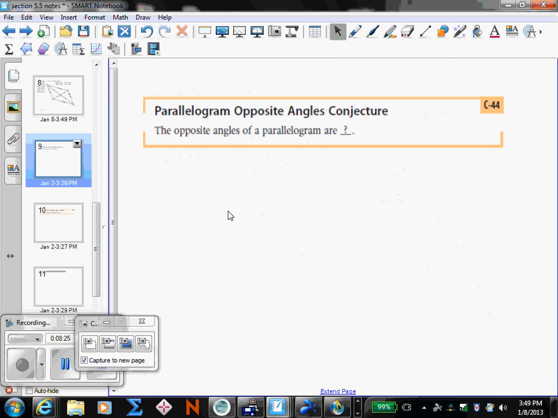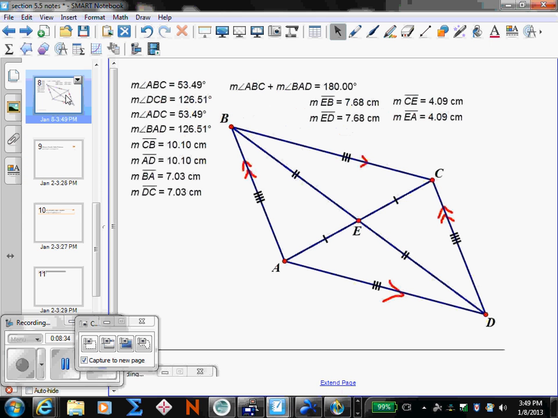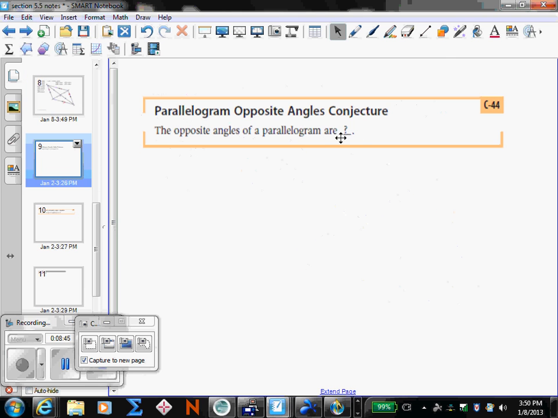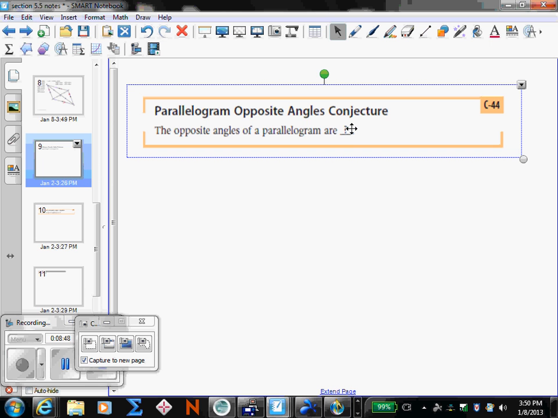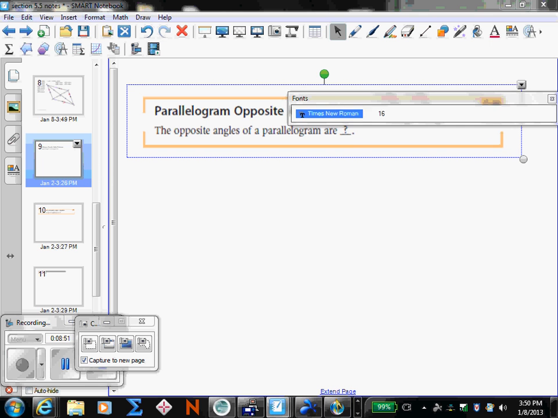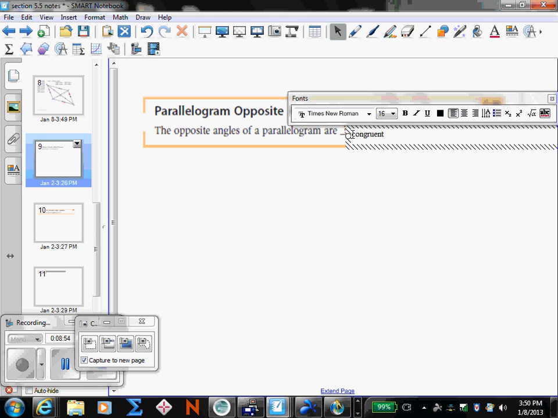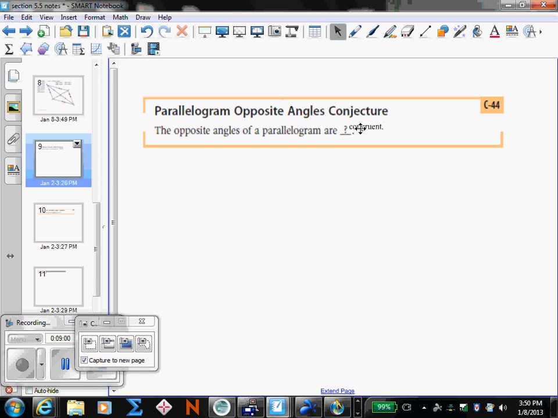Okay, the first one, parallelogram opposite angle conjecture. The opposite angles of a parallelogram are, and let's go back and remember, angle B and angle D are opposite. Look, they're the same exact measure. C and A are the same measure. So the opposite angles of a parallelogram are congruent. Okay, so that's the first conjecture. Please put me on pause and make sure you get these notes into your notebook.